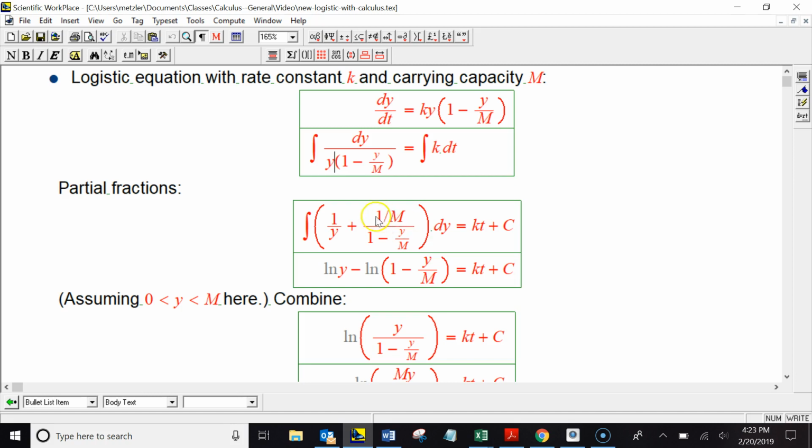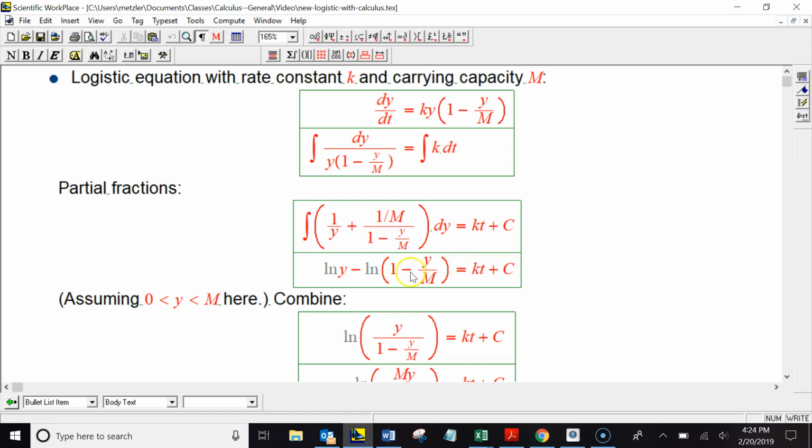Okay, and that's easy to integrate. 1 over y, of course, goes to ln y. And then this one's a little harder, but it's a very easy u sub, or you can check me. If you take the derivative of the log of 1 minus y over m, you'll get 1 over 1 minus y over m times a chain rule factor of minus 1 over m. We actually wanted the 1 over m, but we didn't want the minus sign, so that's why the minus is there. So I'm going through this kind of quickly.